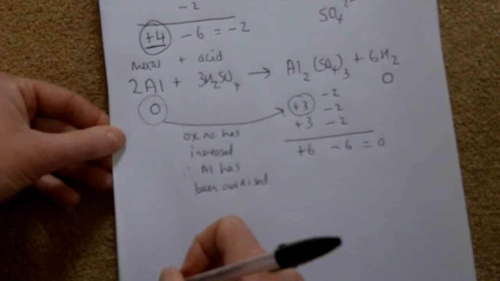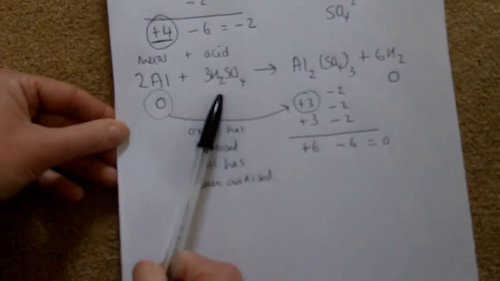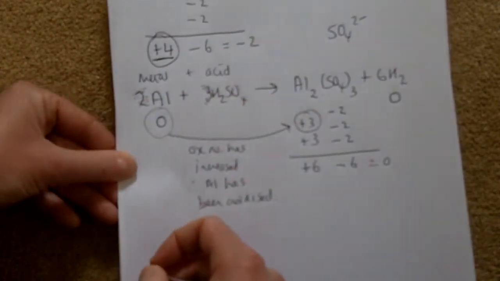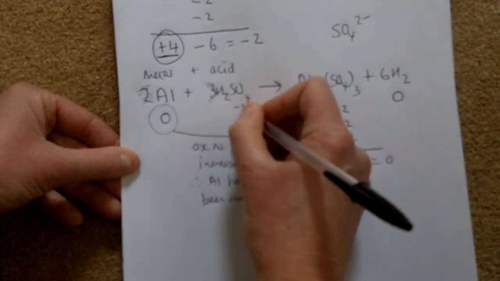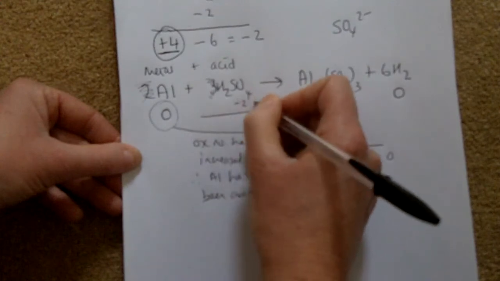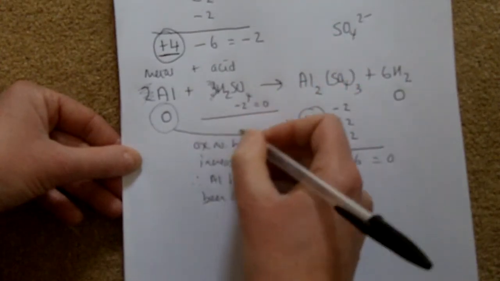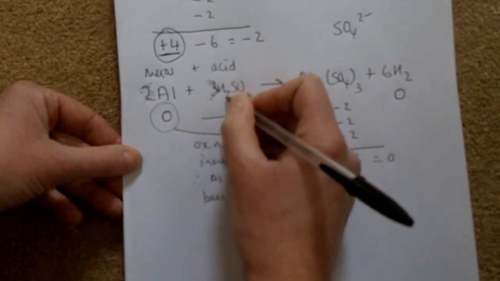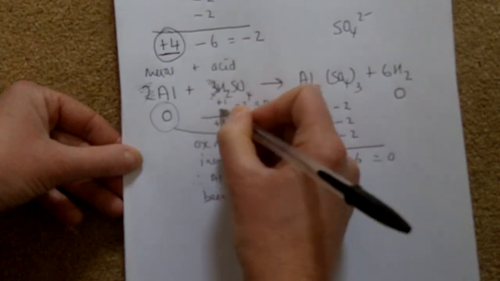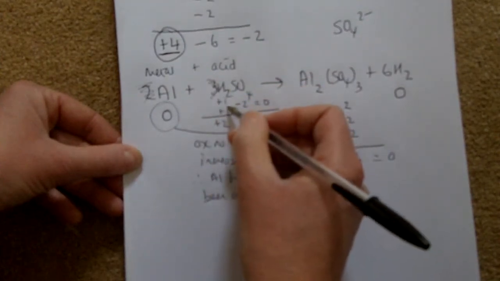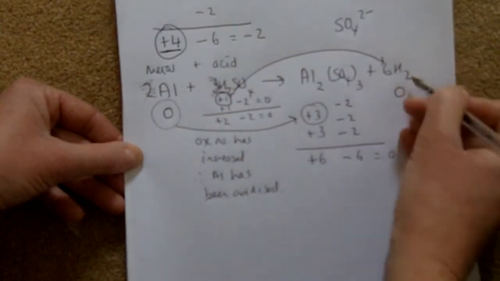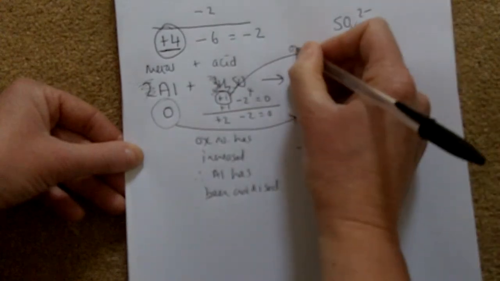Okay, and then again, let's look at the sulfuric acid. It's nothing to do with the number at the front. We're not bothered about the number at the front, the stoichiometry. Sulfate is -2. SO4 is -2. So therefore it has to add up to 0, so hydrogen has to be +2. There are 2 hydrogens, so each one has to be +1. So hydrogen has gone from +1 to 0. The oxidation number has reduced.